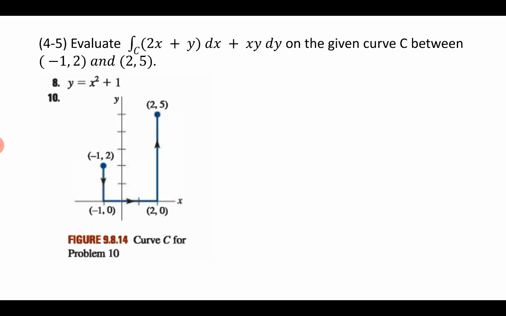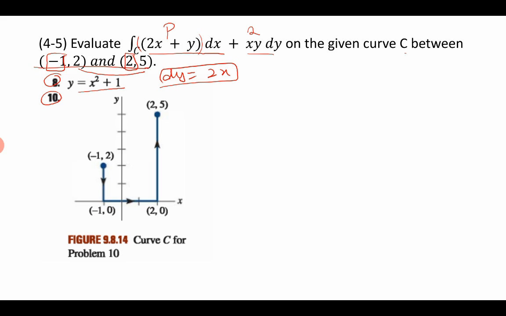And now evaluate this integration. There are two problems, problem number 8 and 10. Evaluate these integrals: integral of P dx plus Q dy, isn't it? First part with respect to x, second part with y. On the given curve, the first curve is y equals x square plus 1, explicit form, isn't it? So what is dy? dy is 2x dx. And from these points you find the limit of x is -1 to 2. If you want the limit of y, it is 2 to 5.